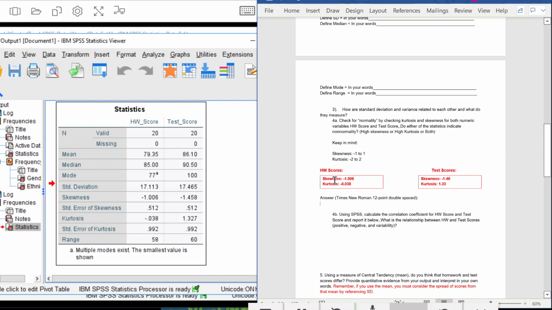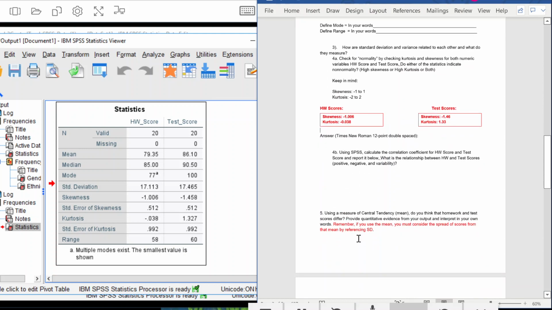What we find here for skewness and homework scores, it's slightly over negative 1, and I would say as a general rule, we would say that this is a violation of normality, and so it's not normally distributed. So these are both violated for skewness reasons. And you would write something like, these are not normally distributed because the skewness is less than negative 1. All right, so that should be straightforward.